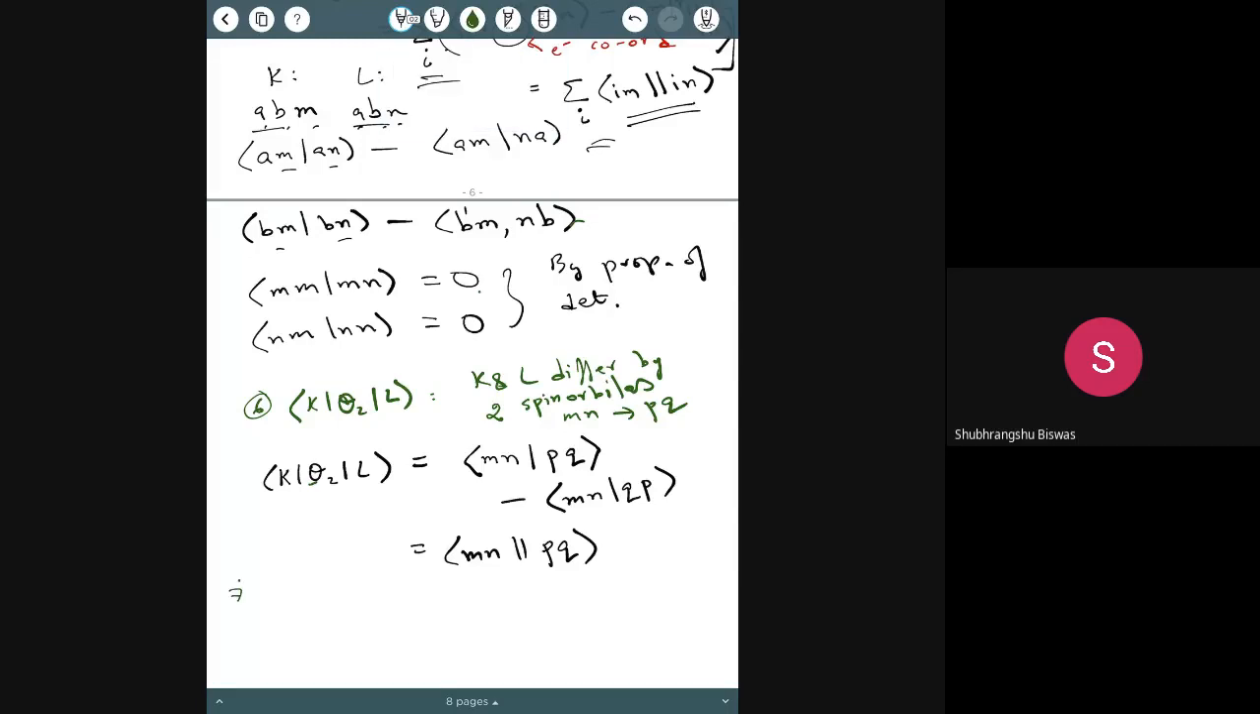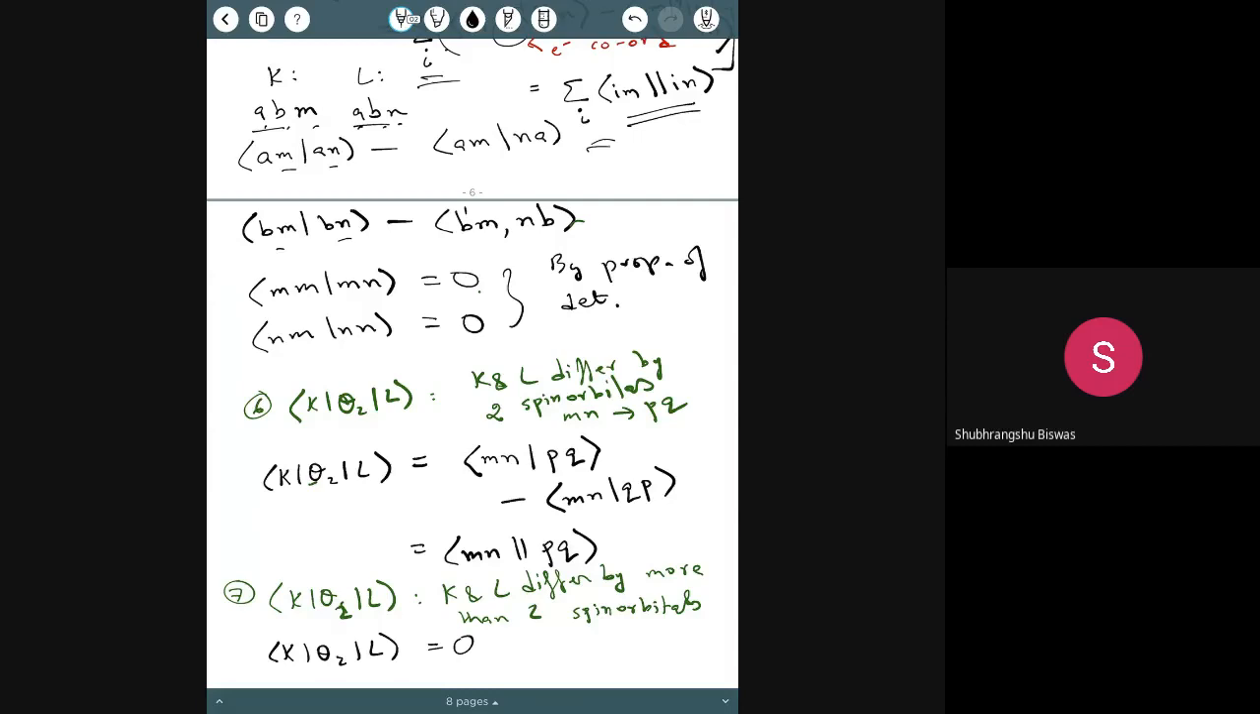And if K and L differ by more than two spin orbitals, then K theta to L is simply 0. So the eventual rules are not very difficult. So the more the two determinants differ, the simpler the expression.